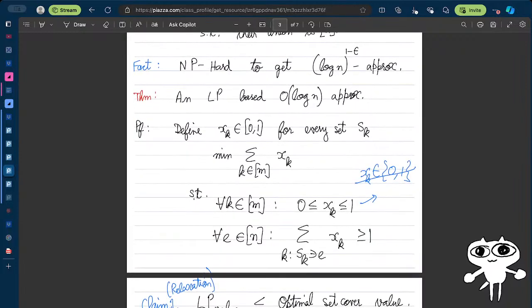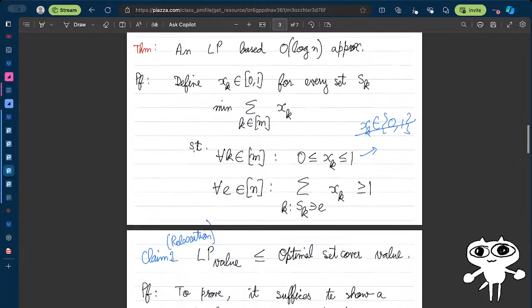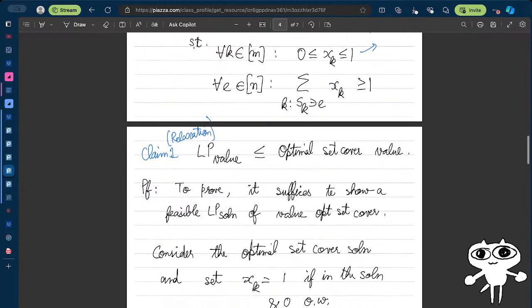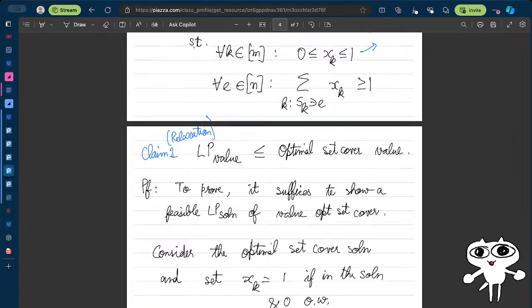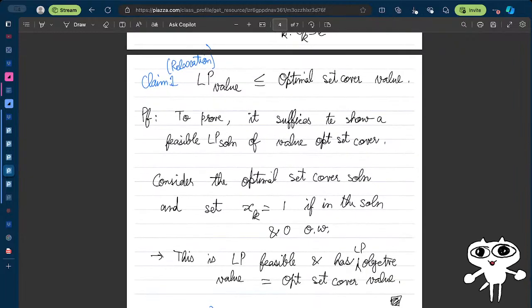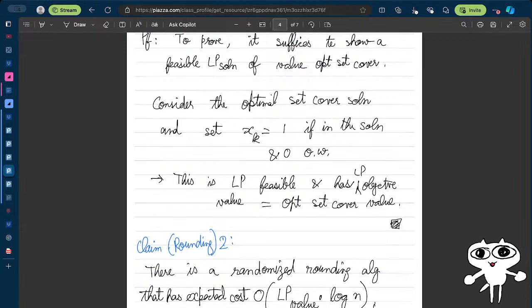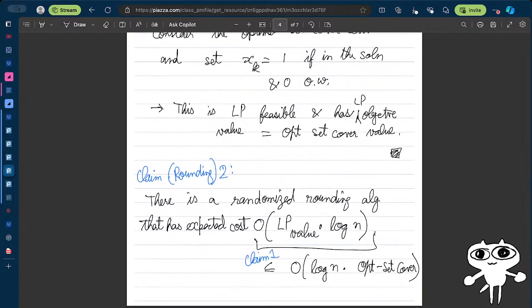Define the set cover problem. Minimize this. I remember this from one of the assignment examples. It's pretty straightforward, honestly. So relaxation. Claim 1: LP value is less than or equal to the optimal set cover. To prove this, first show that a feasible LP solution exists. Consider the optimal solution. Okay, this is an LP-feasible x. Optimal set cover.